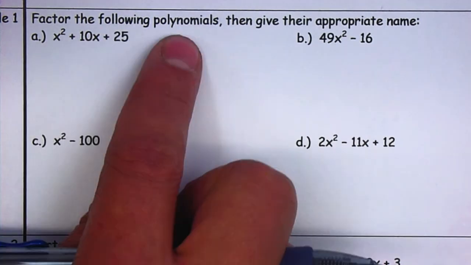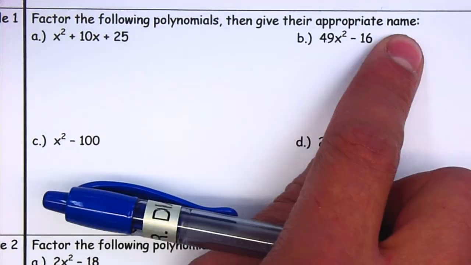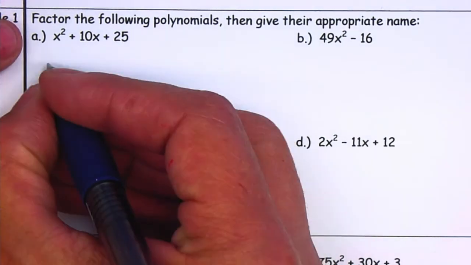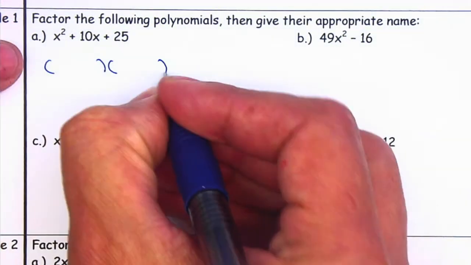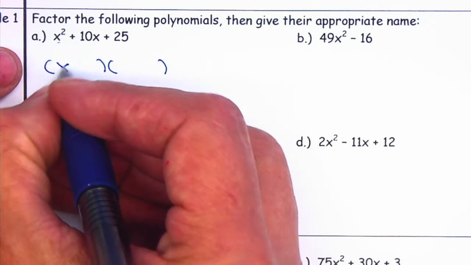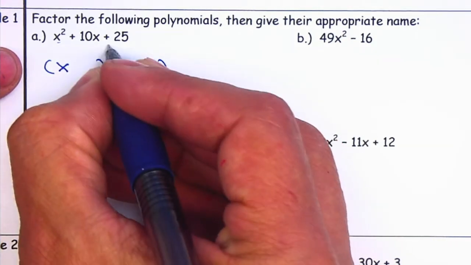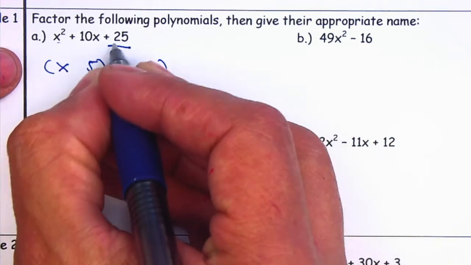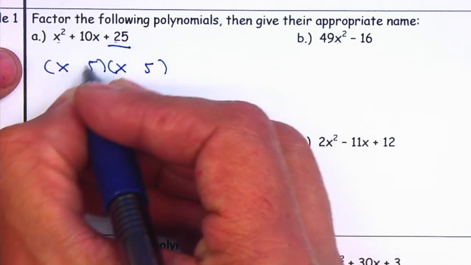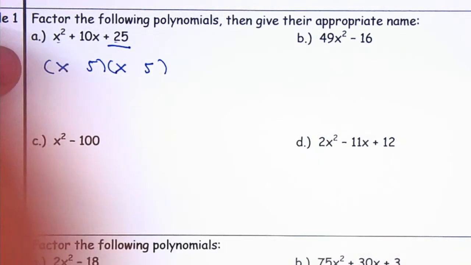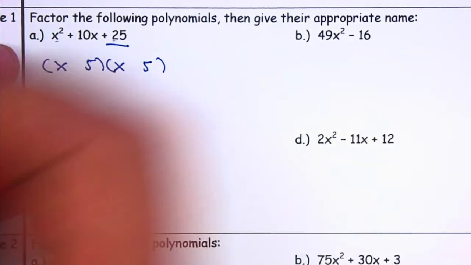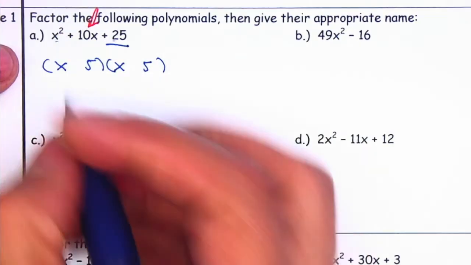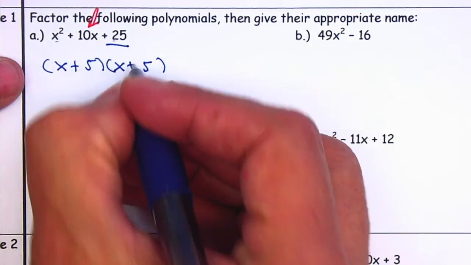It says, factor the following polynomials, then give the appropriate name. I'm going to factor it out. Double parenthesis. Factors of x squared will give me x and x. Factors of positive 25 should be 5 and 5. And this is a positive, therefore they both should have the same sign. Once I multiply it out, you'll need to add up to a positive 10. Therefore, both of them should be a positive.